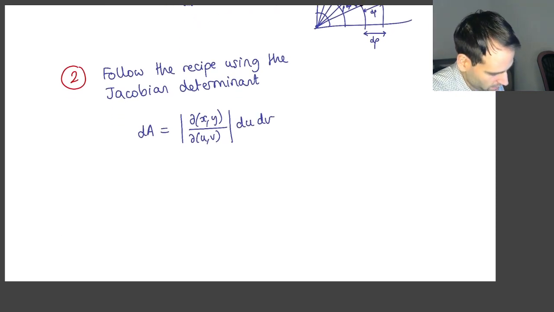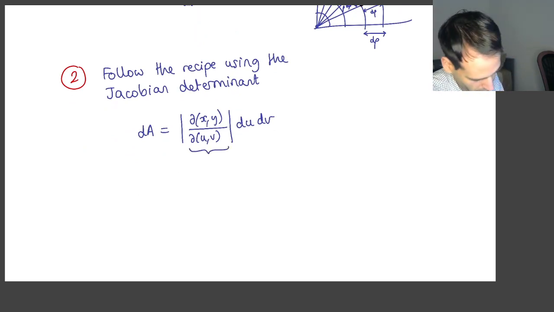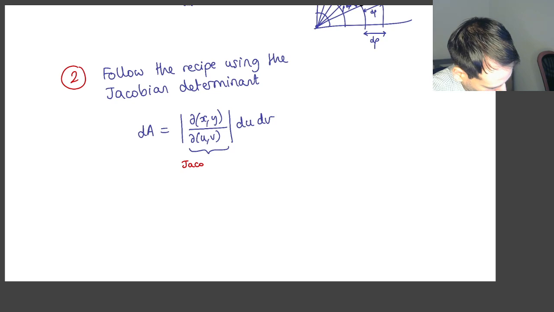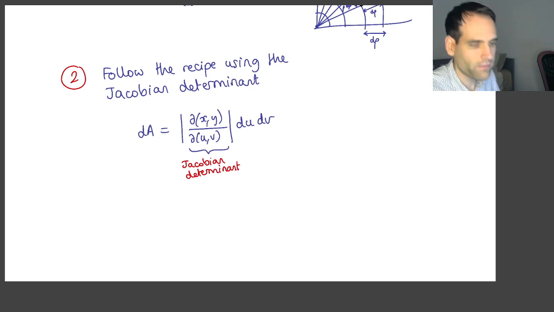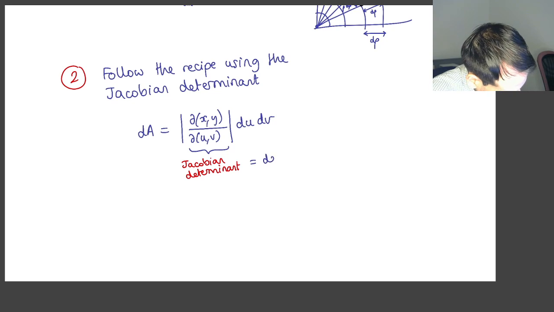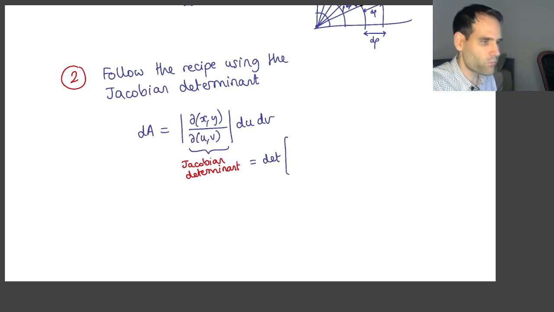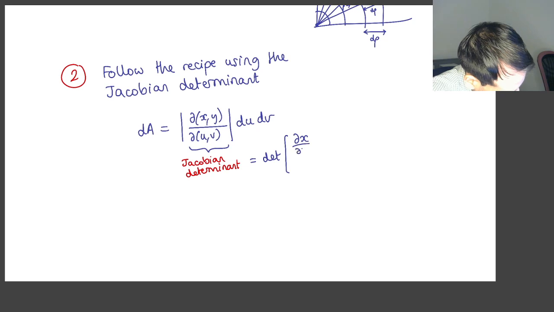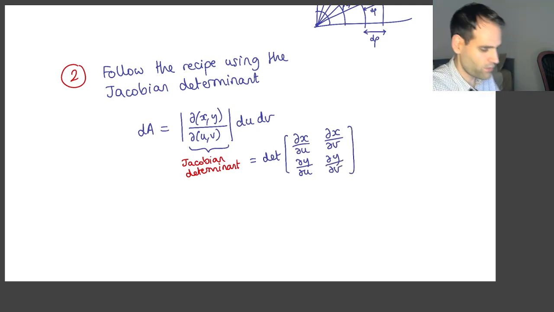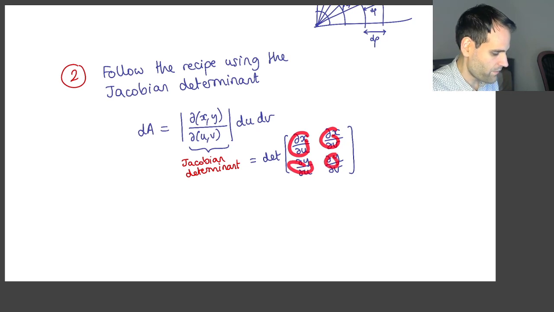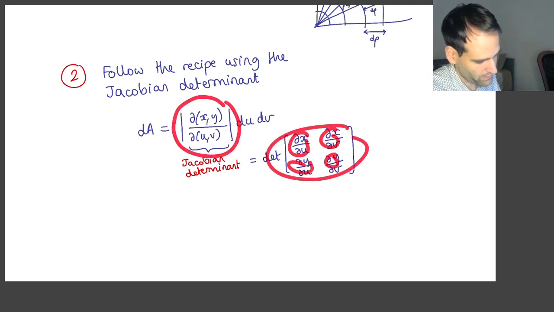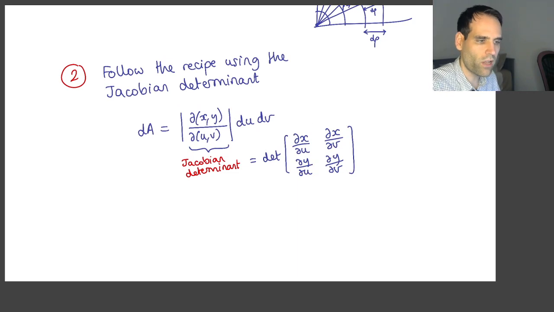So remember that this Jacobian determinant, let me write it, sometimes is often just called the Jacobian, and this is equal to the determinant of a matrix, where this matrix is formed of the partial derivatives of x with respect to u, x with respect to v, y with respect to u, and y with respect to v. So you find those partial derivatives, and then you find the determinant, and that's what you have to place here. Okay, so that's a recipe that will always work.